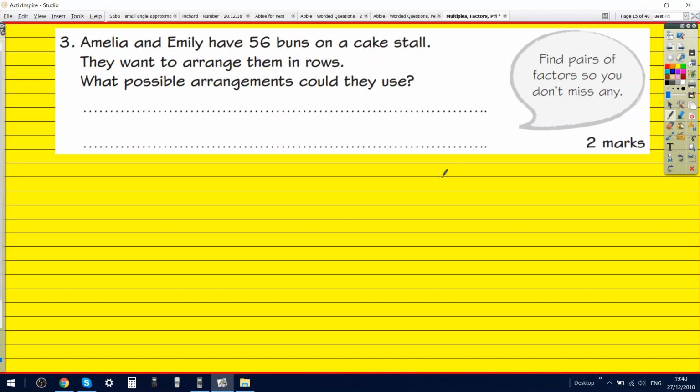Okay, how about this? Amelia and Emily have 56 buns on a cake stall. They want to arrange them in rows. What possible arrangements could they use? Find pairs of factors so you don't miss any. So they have 56 buns, and they want to arrange them in rows. Well, they could arrange them in rows of 2, if they have the space.